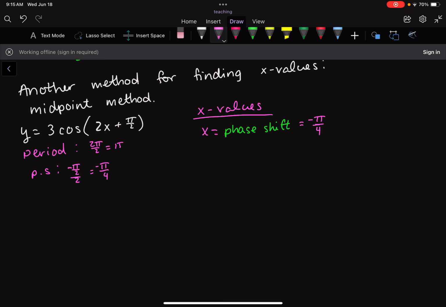Then we actually find our last x value. So my last x value you find by taking your first x value and adding the period. So first x and then add the period. So in this case, we're going to take negative pi over 4 and we're going to add pi to that. So this is negative pi over 4 plus 4 pi over 4, which brings us to 3 pi over 4.